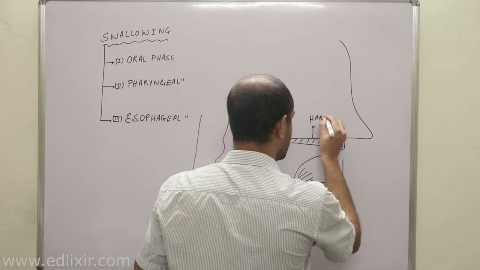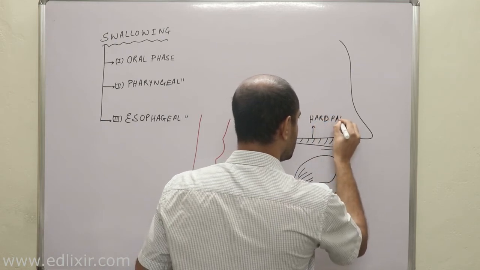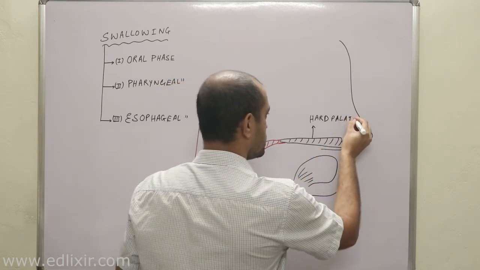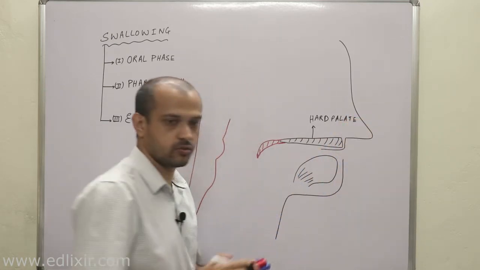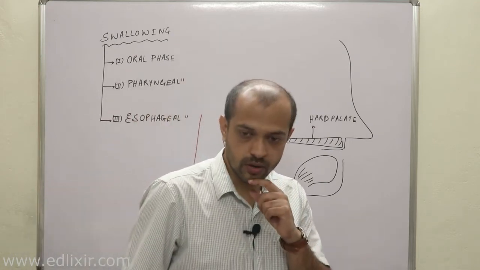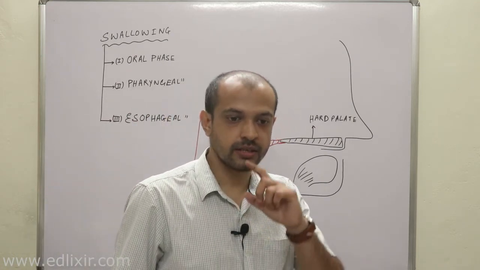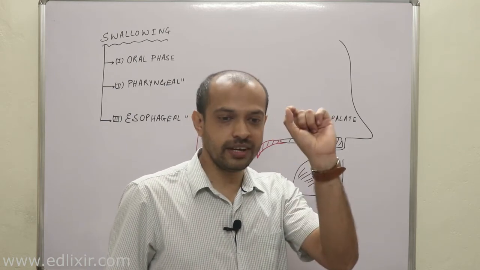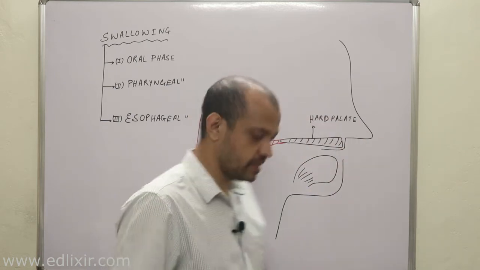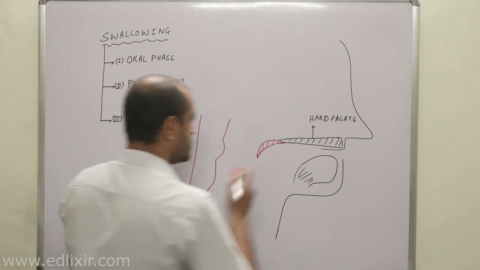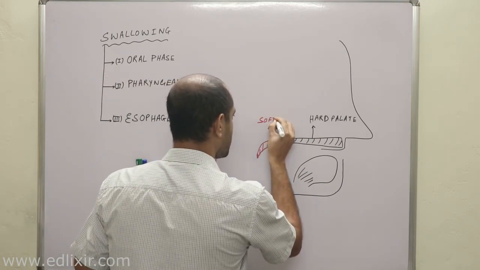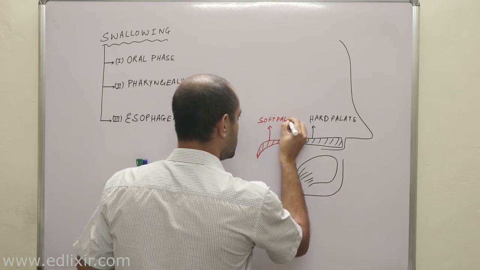Okay. Now, if you don't know what is hard palate, just do one thing. Okay, let me complete this now. Just do one thing. Open your mouth and try to touch the roof of your tongue. Okay. You are hitting somewhere, right? That is your hard palate. Now, this is what? This is called soft palate.